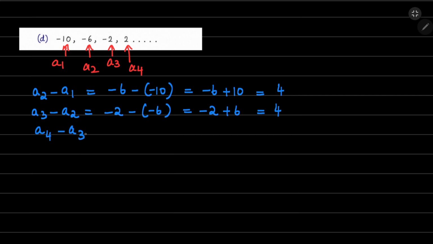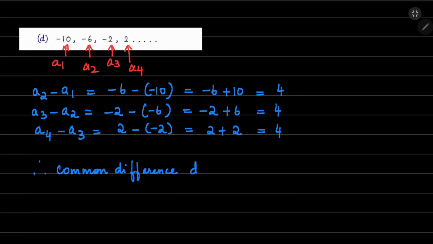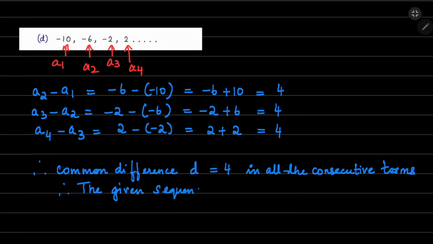Fourth term minus the third term. Fourth term is 2 minus of minus 2, which is nothing but 2 plus 2. That is equal to 4. So therefore, you can write the common difference, small letter d, is equal to 4 in all the consecutive terms. Therefore, the given sequence is an arithmetic progression.